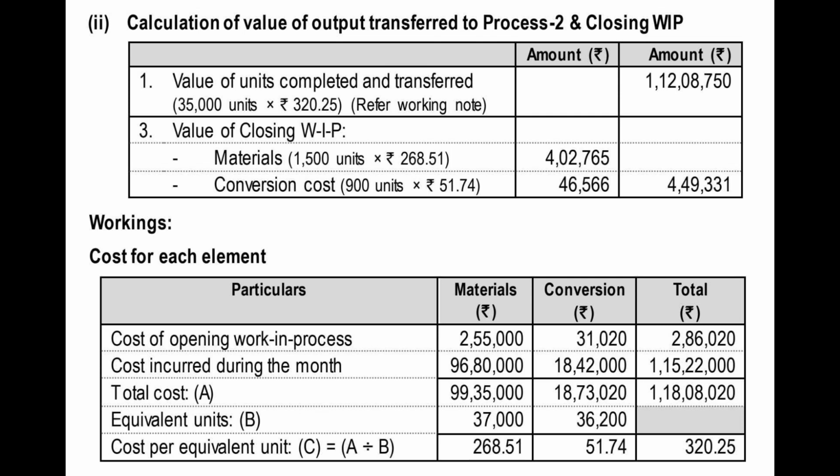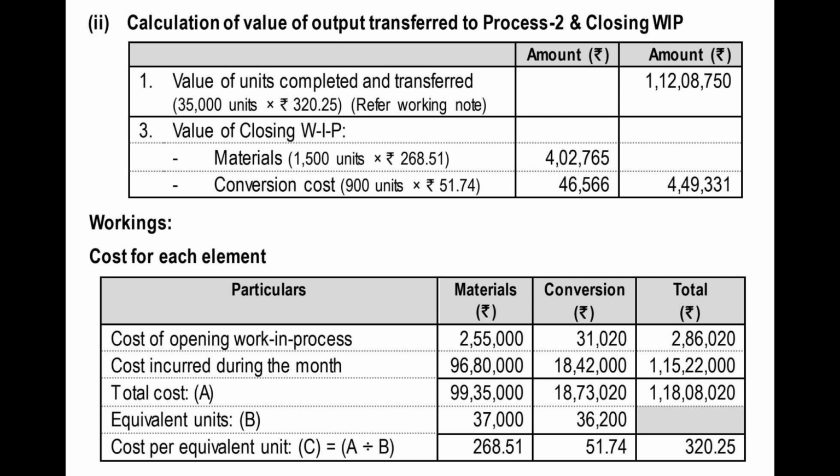Go to the material column, write 2,55,000. It is given in the problem itself. Go to the conversion column, write 31,020. It is also given in the problem within brackets. So add material and conversion cost, update the total column. It will be 2,86,020.